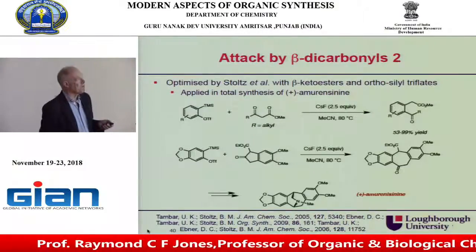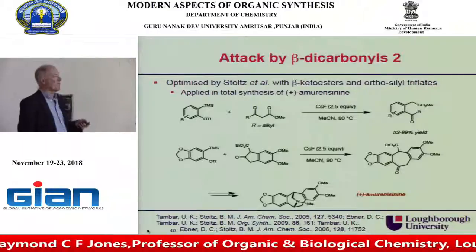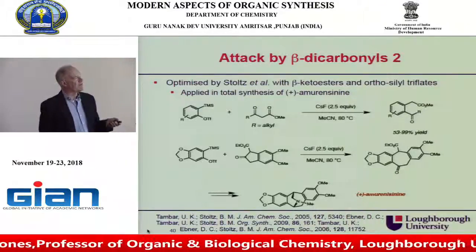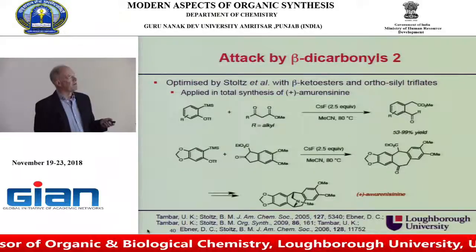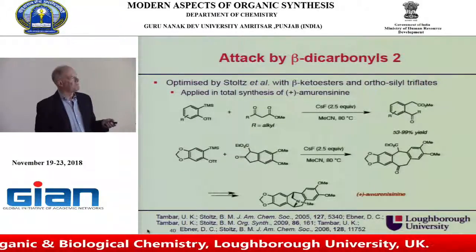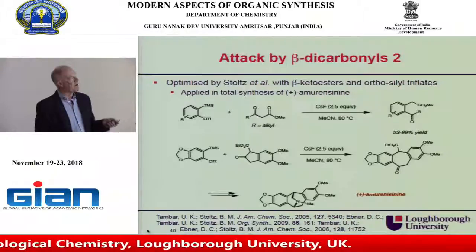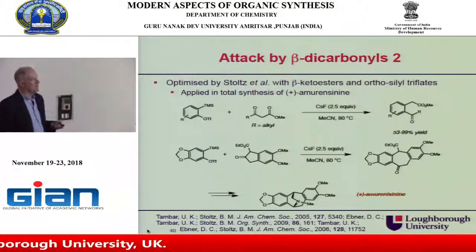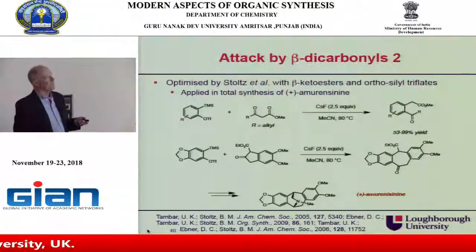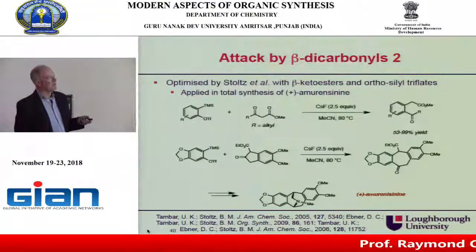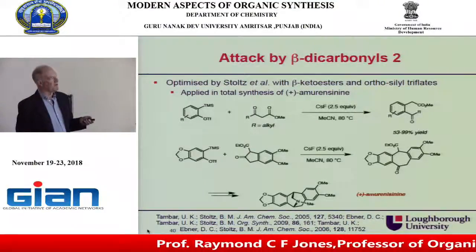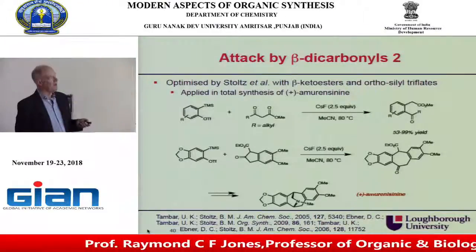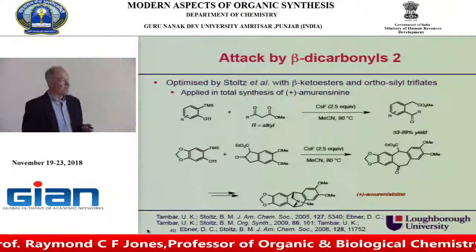Here's an example of that same type of process being used. So here's a beta keto ester rather than an ester like diethyl malonate. And here is the benzyne being generated by the desilylation and leaving group route. So cesium fluoride this time as the source of fluoride to attack the silicon, give negative charge on one carbon of the benzene ring, which then can eliminate the triflate leaving group.